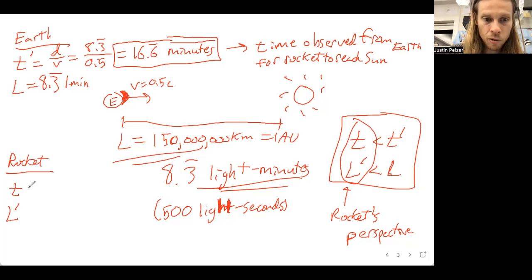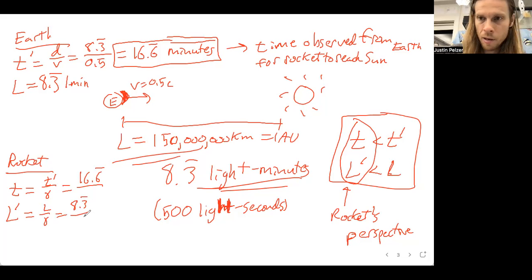And T is going to be what? Well, it's going to be T prime over gamma. And this is going to be L over gamma. So less time, less space in the rocket. Great. So this is going to be 16.6 light minutes over gamma. And this is going to be 8 1/3 light minutes over gamma.